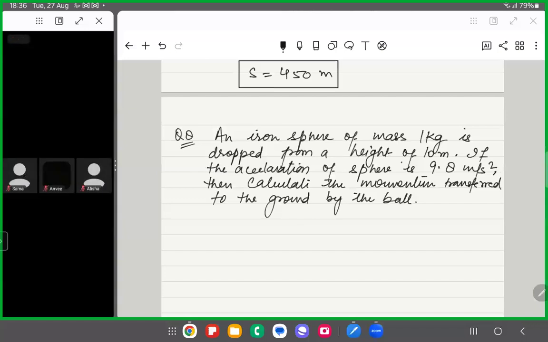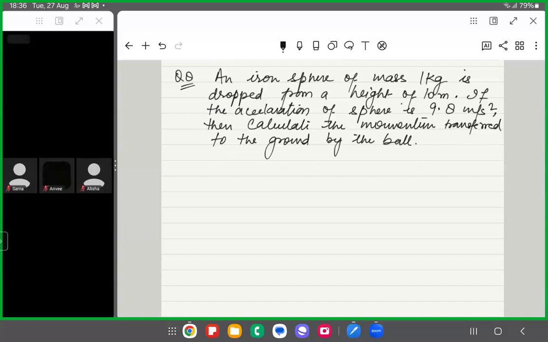Now look at this question, question number 8. An iron sphere of mass 1 kg is dropped from a height of 10 meter. If the acceleration of the sphere is 9.8 meter per second square, which is g, calculate the momentum transferred to the ground by the ball. Means you have to find the momentum of the ball when it hit the ground. Is it clear? So first write down what is given to you. So can you tell me what is the initial velocity?